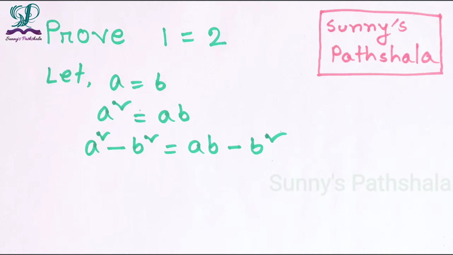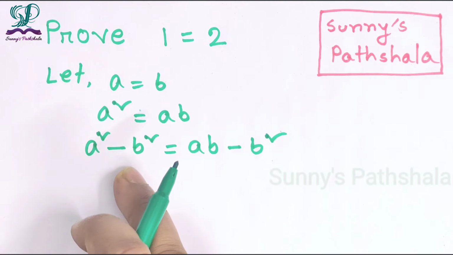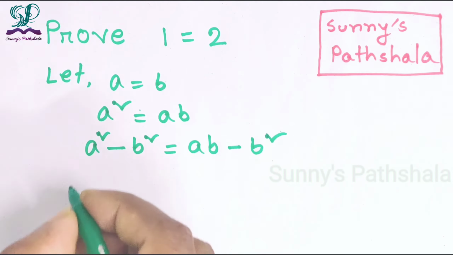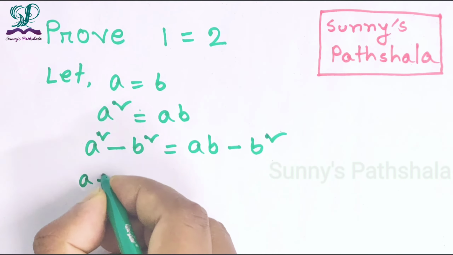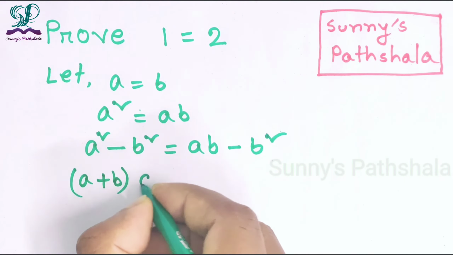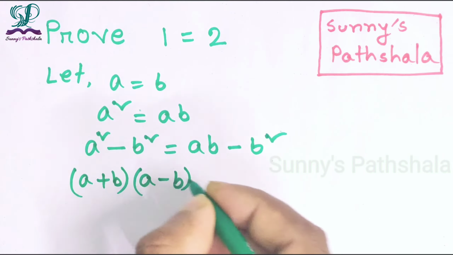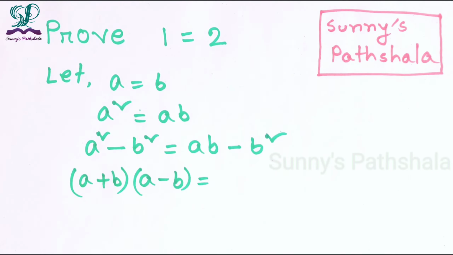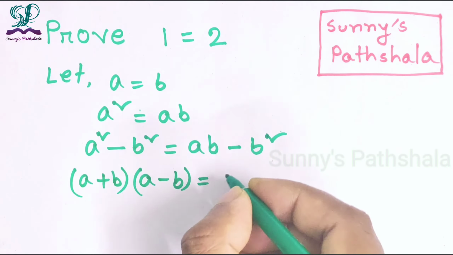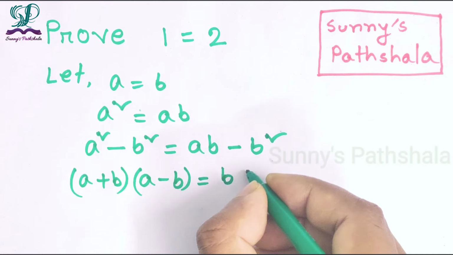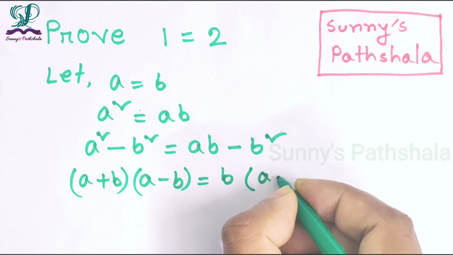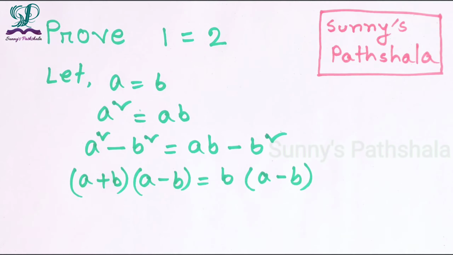Here we find a formula on the left hand side, that is a square minus b square. So we can write a plus b times a minus b, and on the right hand side there is a common factor and it is b. So we can write b times a minus b. When you have done this, you can divide both sides by a minus b.